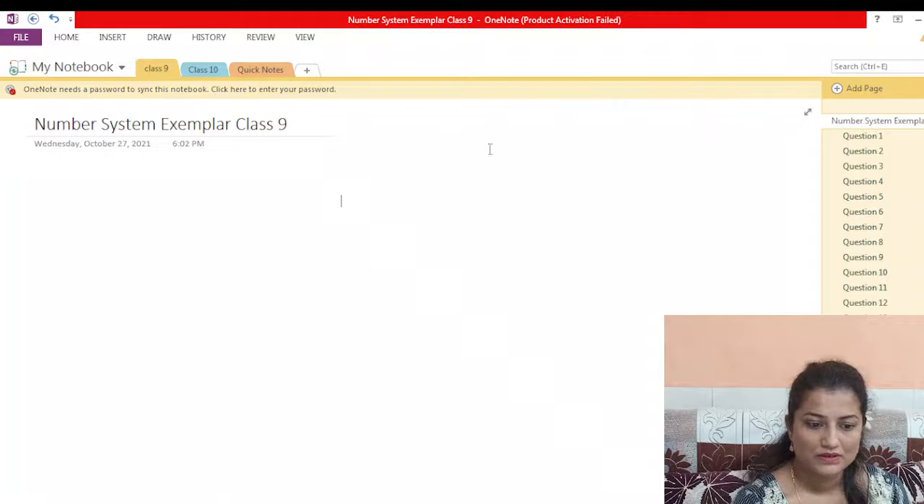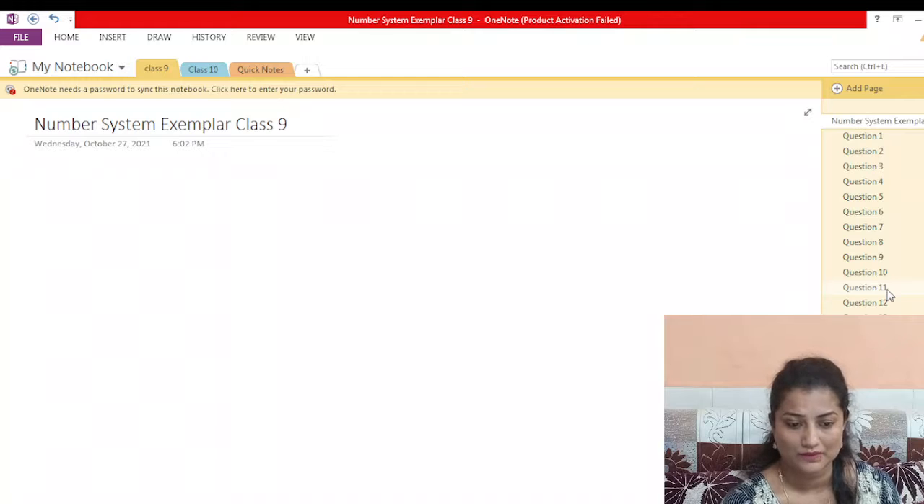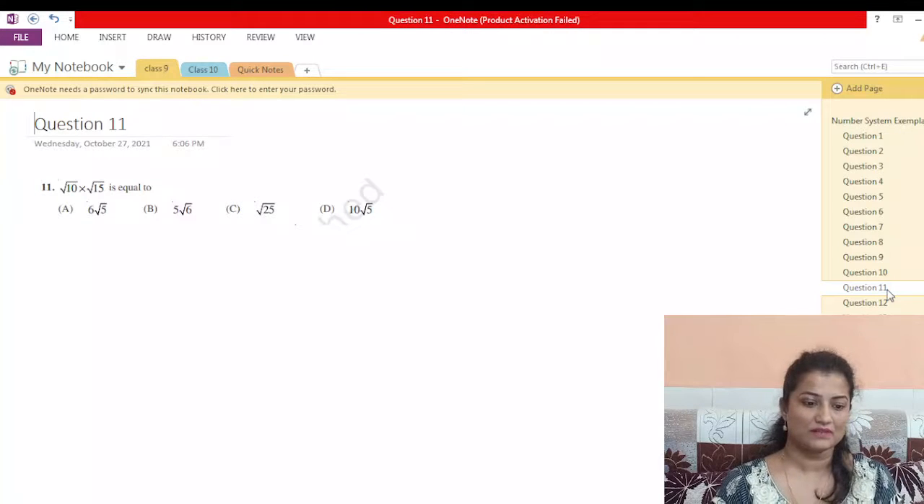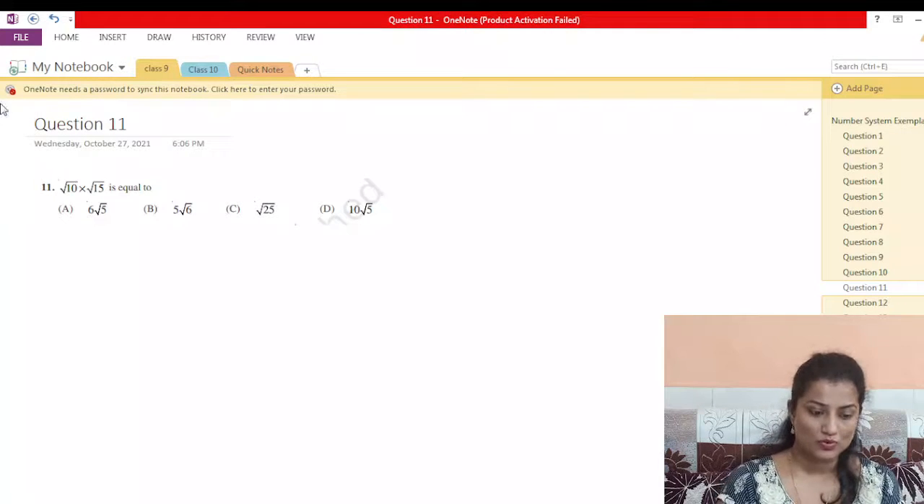Now starting with this is number system exemplar class 9th. We have already solved 10 questions. Now we will start from 11th one. Now the question 11th is root 10 into root 15.